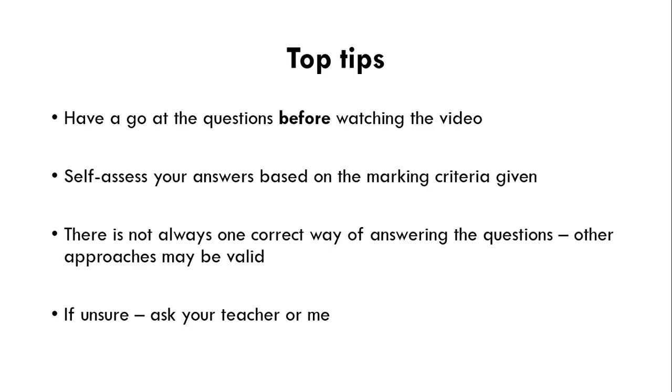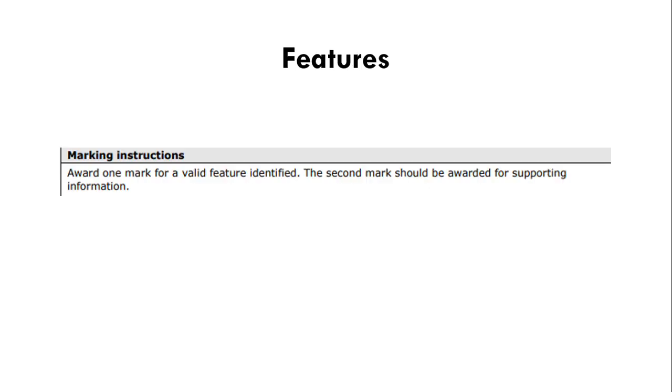I've tried to talk about as many approaches as possible, but I would have missed some because I don't have an infinite amount of time. And if you're not sure about anything, ask your teacher or ask me. Features. So for your describe one feature question on Elizabeth, you are awarded 1 mark for identifying a valid feature and a 2nd mark for supporting information.